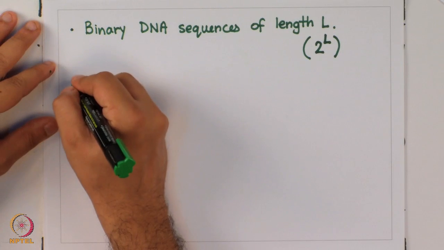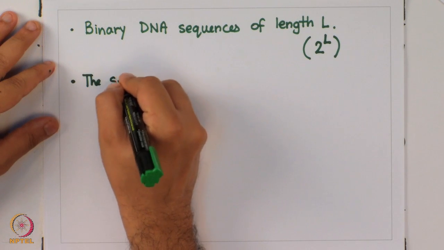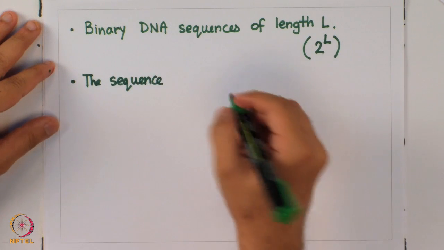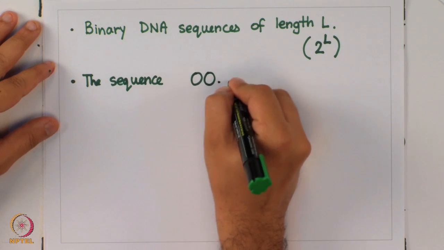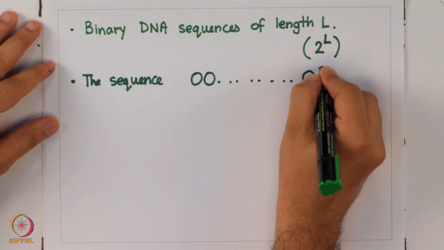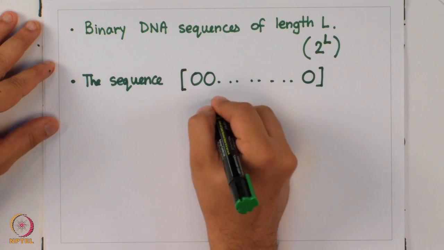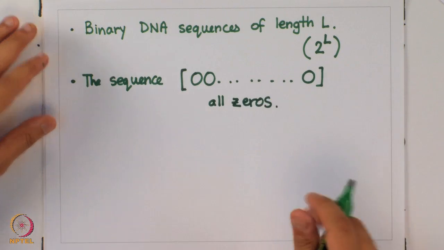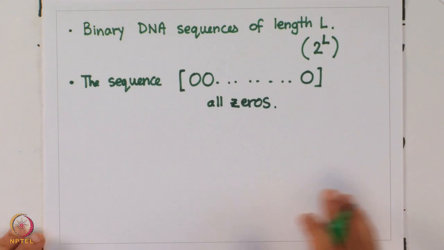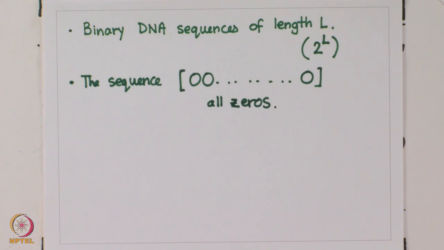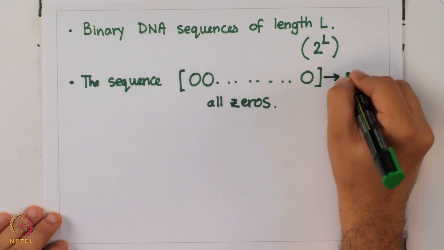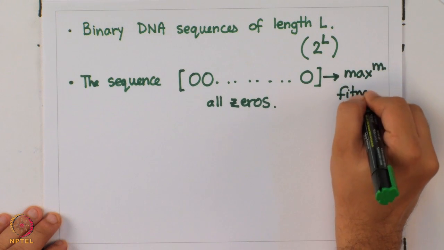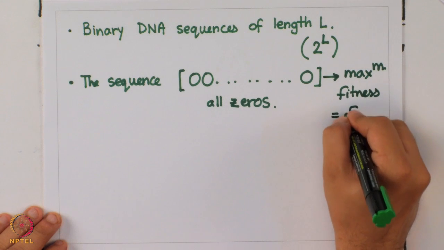Now, let us consider that one of these 2 to the power L sequences would be all zeros. Let us say that this sequence has, among all 2 to the power L sequences, maximum fitness. So, this is the sequence which has maximum fitness. Let us call that fitness equal to F naught.